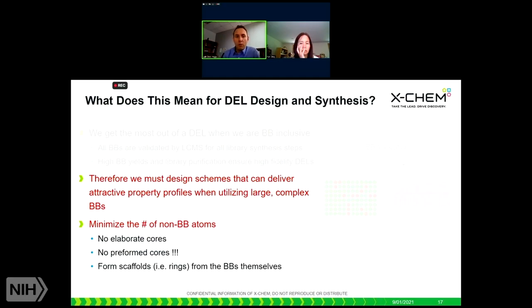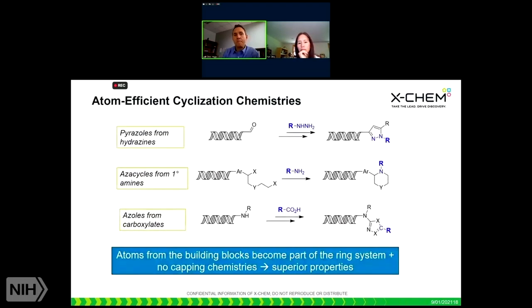What we like to do, and what we would urge the industry, is to form scaffolds, i.e. rings, from the BBs themselves. Use the building blocks to help construct the core scaffold of the library. We have some examples of what I mean by that.